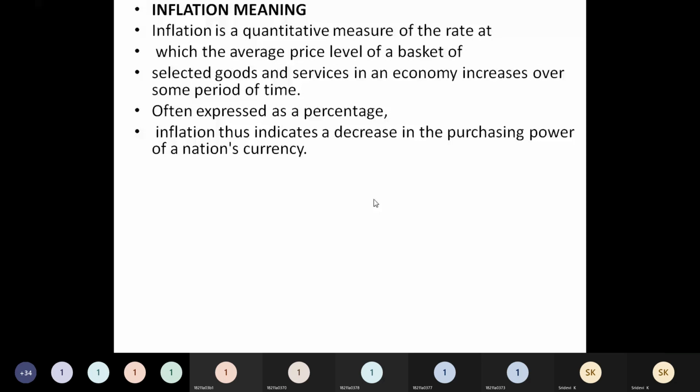So if inflation is there, automatically the purchasing power of the individual or of a country will be reducing, because every price is going to increase, but in the same manner our income is not going to increase, no? So that will affect the purchasing power. Purchasing power means our money is very less, and what we are going to purchase requires more amount to pay.